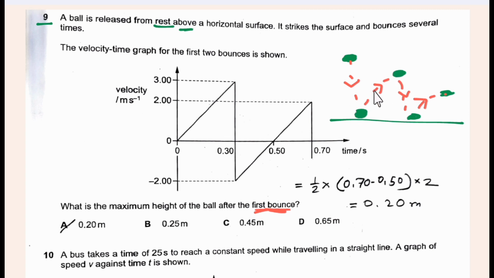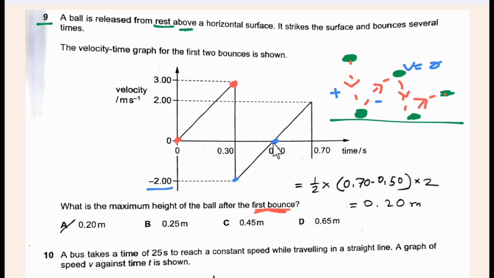To find the maximum height, the ball is initially at rest at the top. Then before it hits the ground, it has a maximum velocity, that is this velocity, and after it hits the ground, it starts to move in the opposite direction. Initially it is moving downward, so downward is positive, then it moves upward, so upward is negative. So it starts from a negative value, then reaches a maximum height, and at maximum height velocity is 0.